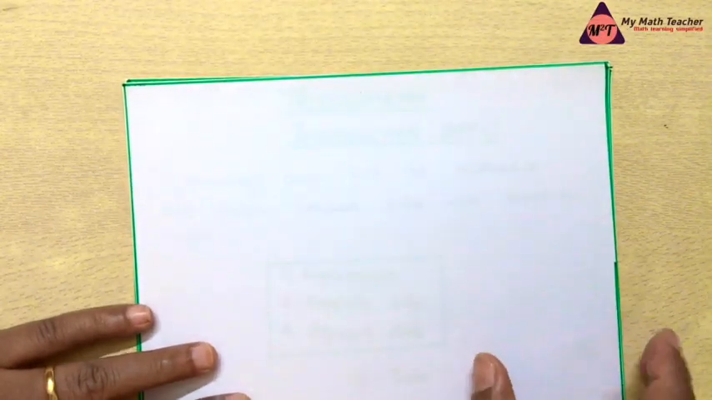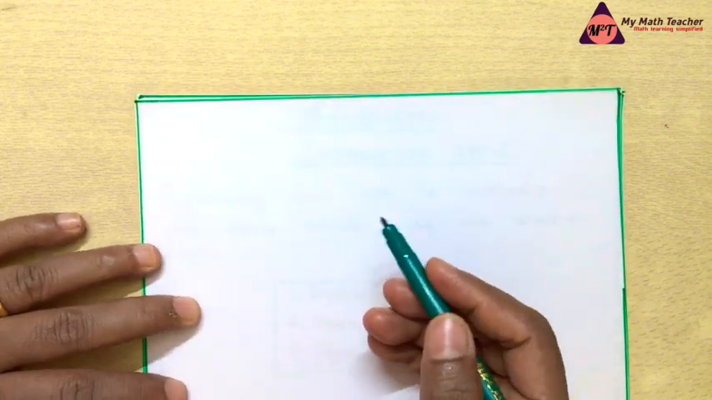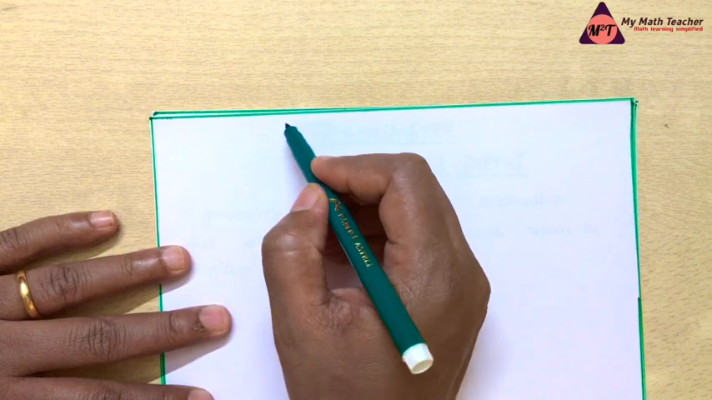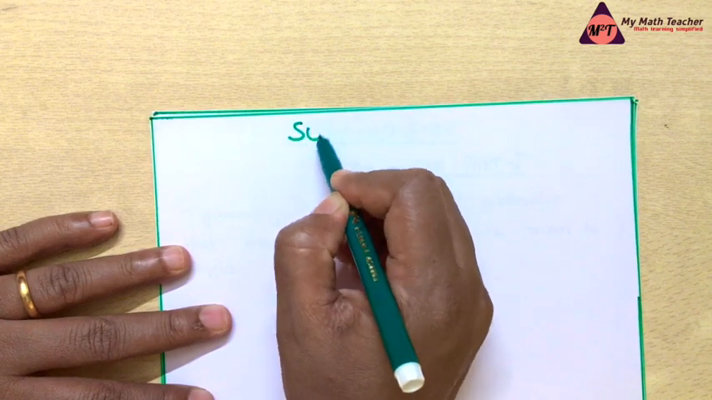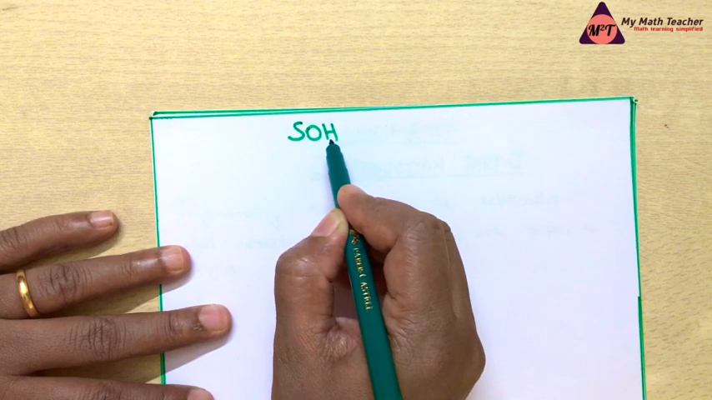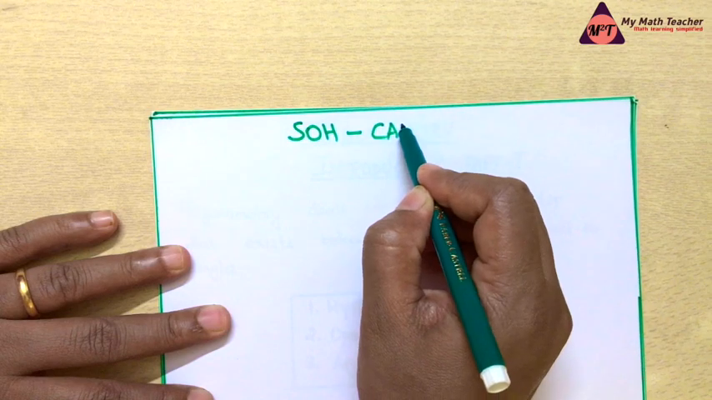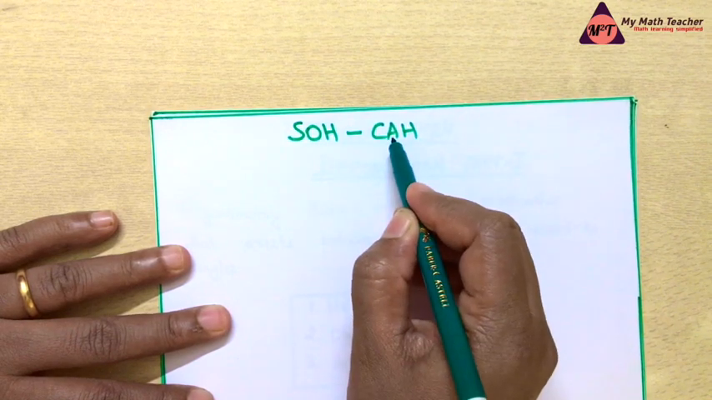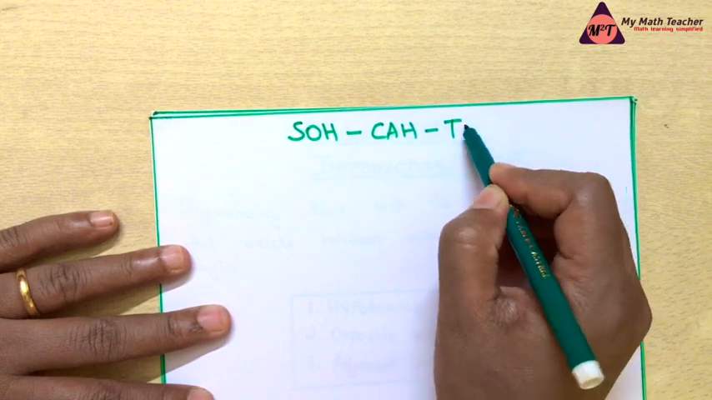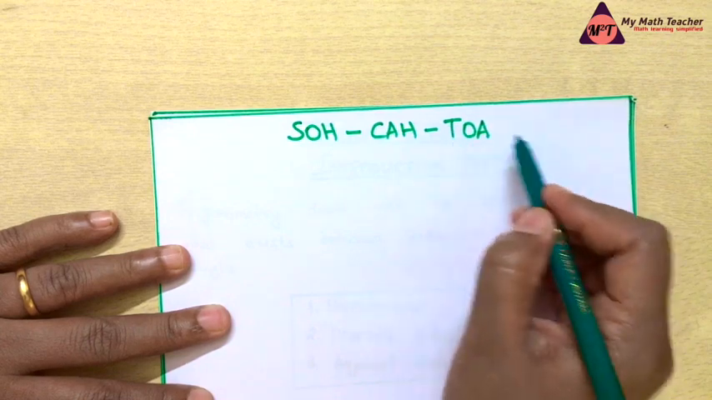Before showing the proof of the trigonometric identities, let us try to recall the mnemonics which we studied in the previous video. That is so, ka, tova. Sin theta is opposite side by hypotenuse. Next, cos is adjacent side by hypotenuse. Next, tan is opposite side by adjacent side, that is tova.